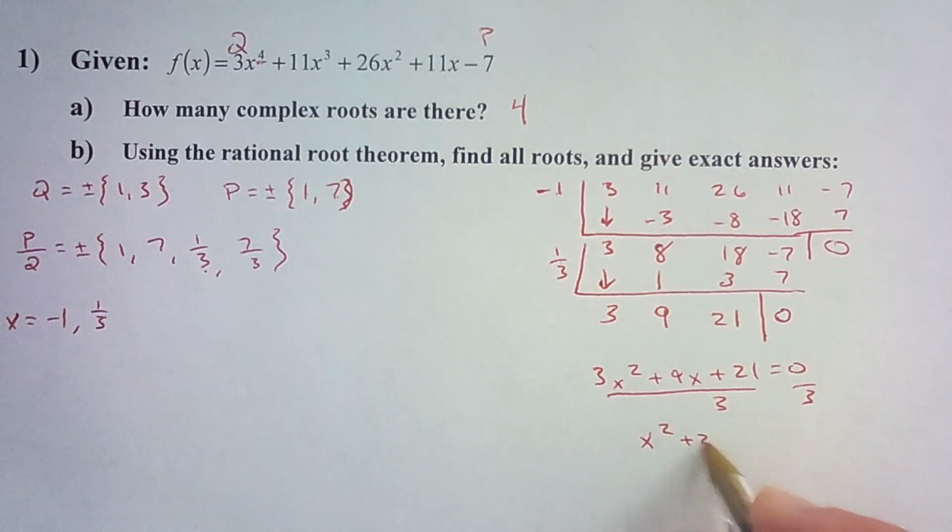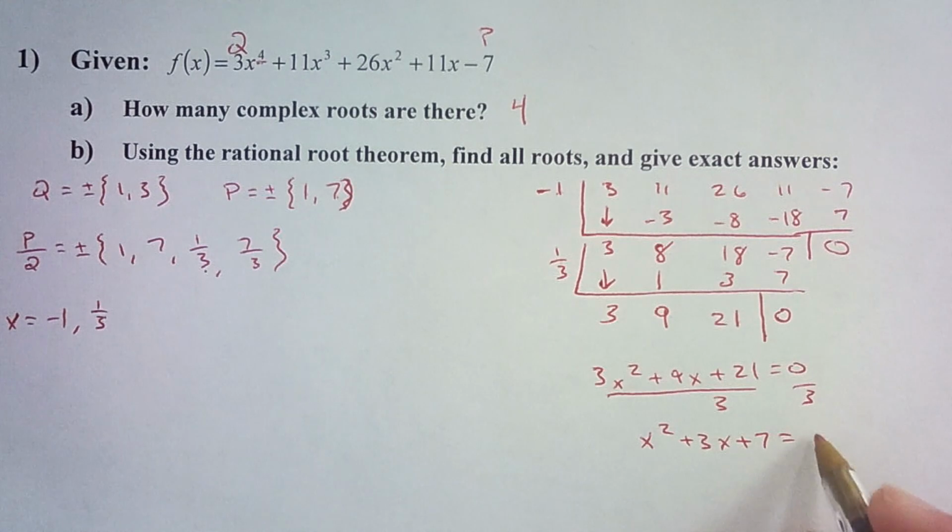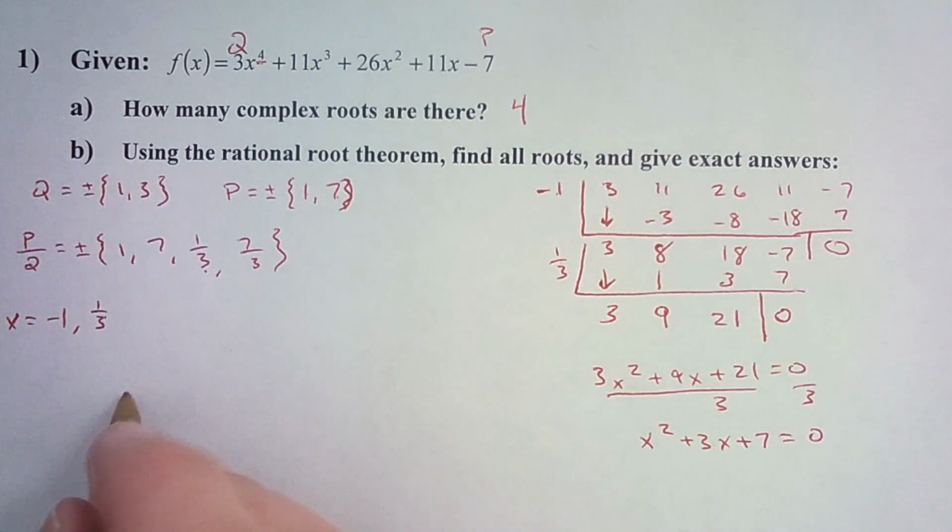I get x squared plus 3x plus 7 equals 0. Now, numbers that multiply to 7 and add to 3, I don't think those exist, so I'm not going to be able to factor this. So I can complete the square or use the quadratic formula. Let's use the quadratic formula.